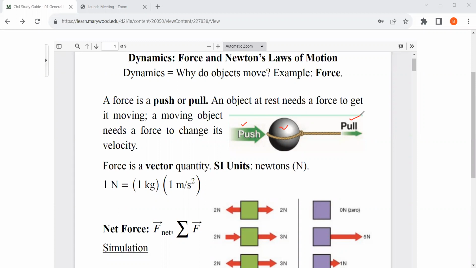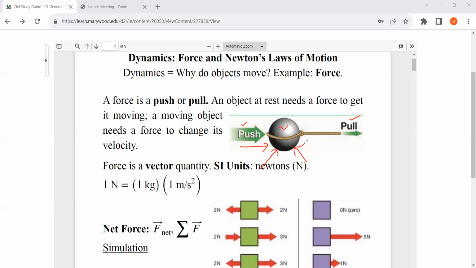Now you can push this spherical object in this direction, in this direction, and in this direction. Depending on the direction the effect will be different. From our everyday experience we can basically relate to this, right? So it means force depends on the direction.